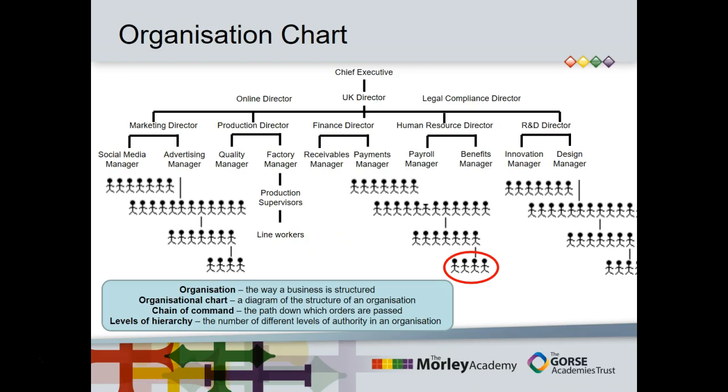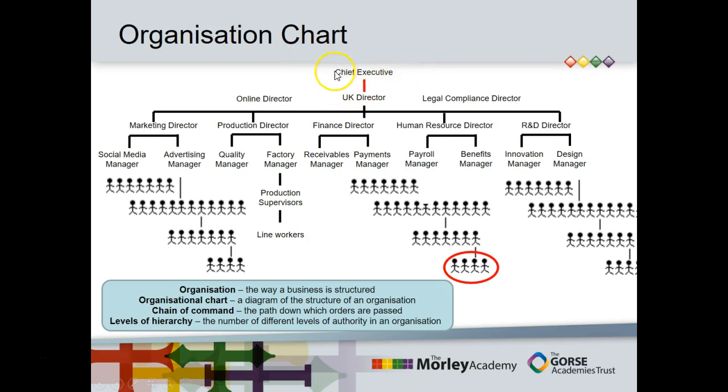So the chief executive is in charge of everyone within the organisation. However, the UK director is his subordinate. A subordinate is somebody who works for you. So the chief executive has 3 subordinates: the online director, the UK director, and the legal compliance officer. They are his direct subordinates, because everyone beneath him is a subordinate potentially. So a subordinate is someone who works for you.